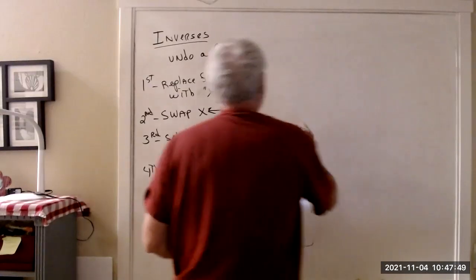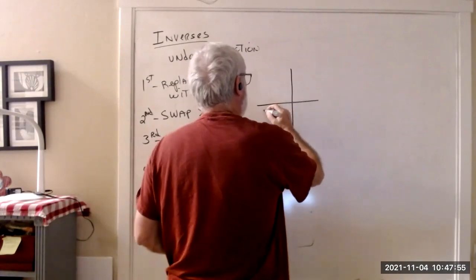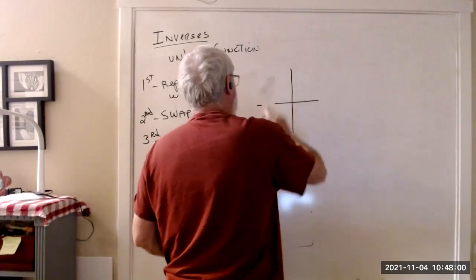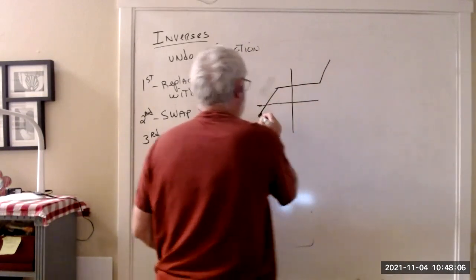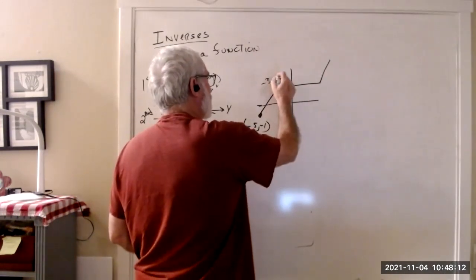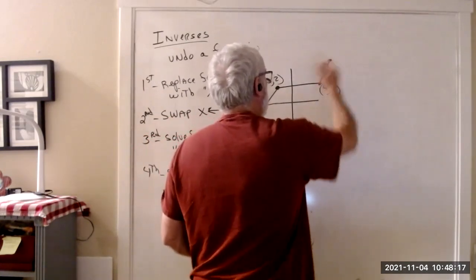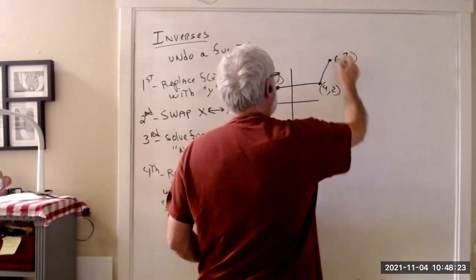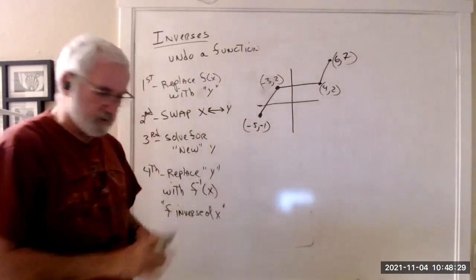One of my favorite questions is to give you the picture of a graph. Let's say this is -5, -1. And let's say this is -3, 2, and this is 4, 2, and this is 6, 7. Okay, so kind of sketch that out for a second.